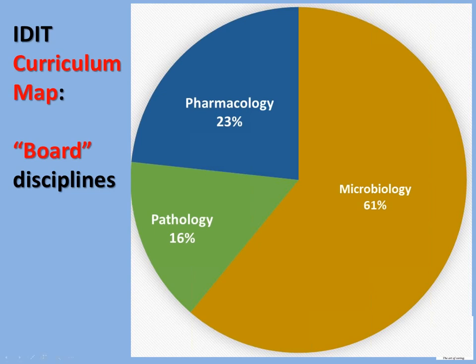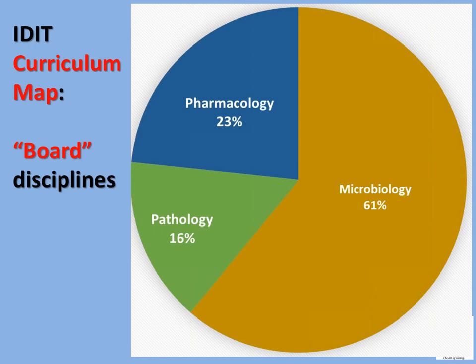That's in reference to our national licensing exams, specifically in this case, the exams that our students take after their second year of medical school. So in this infectious disease course, for any of you that have any background, you would not be too surprised that a significant portion of the course is microbiology, 61%, pharmacology, 23%, pathology, about 16%. So that is in reference to the actual curriculum delivered to the students.